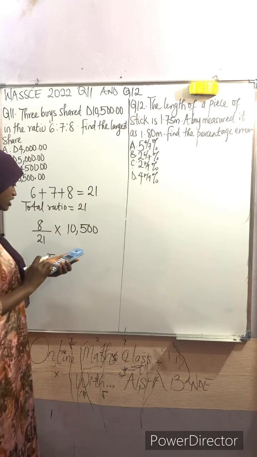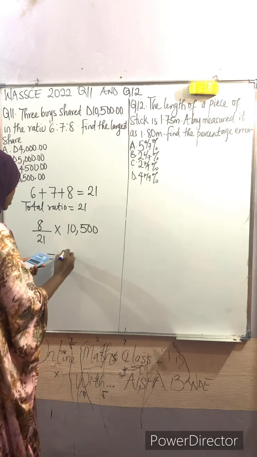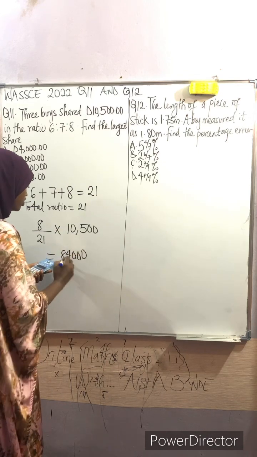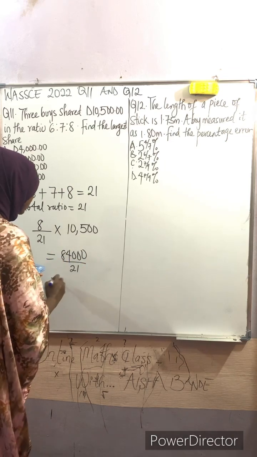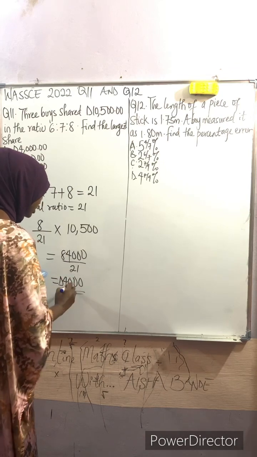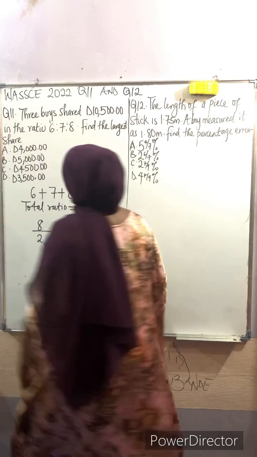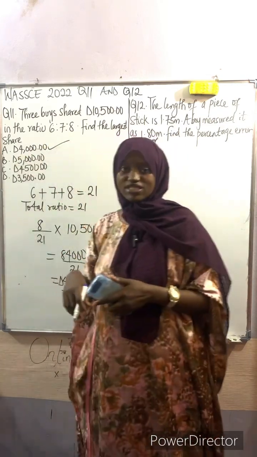We can solve by saying 8 times 10,500. This gives us 84,000, and we divide this by the 21, which is the total ratio, and this gives us 4,000. So the final answer is $4,000 C. So looking at the options, $4,000 C is option A, and option A is the correct answer.